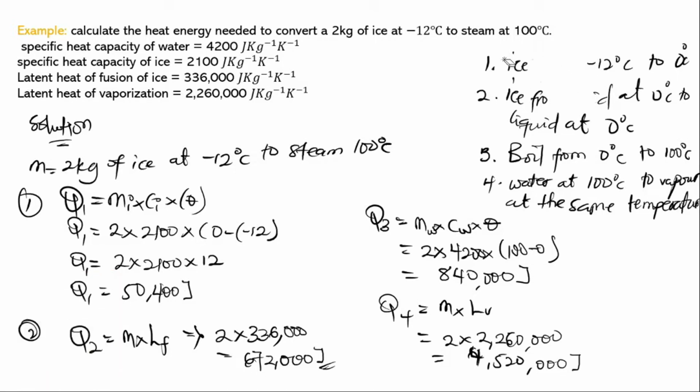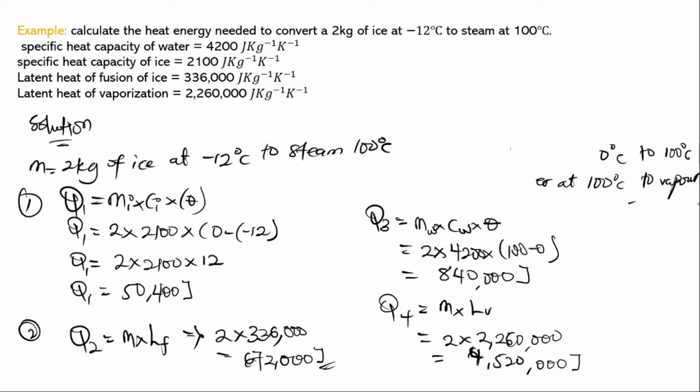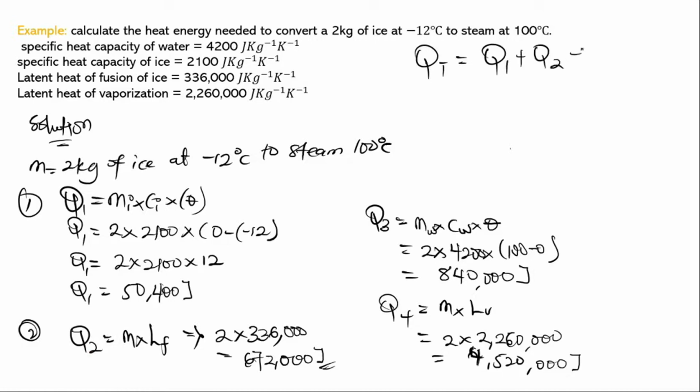All right, so now that we've calculated all our energies needed for the conversion, let's sum all our energies to get our total energy needed to convert the ice from negative 12 degrees Celsius to vapor at 100 degrees Celsius. So our total energy is the sum of all the individual energies needed for the 4 processes.